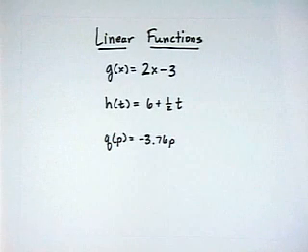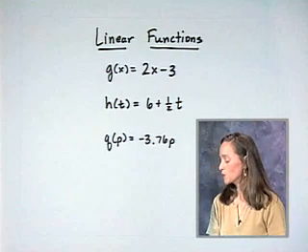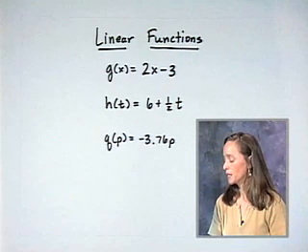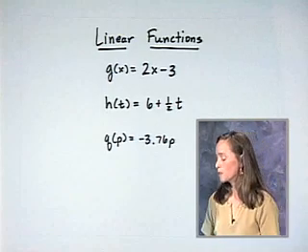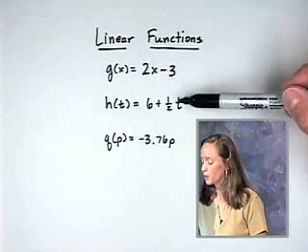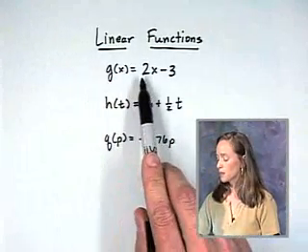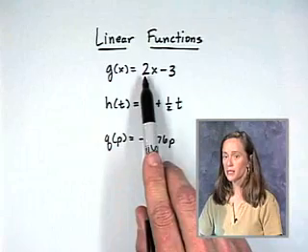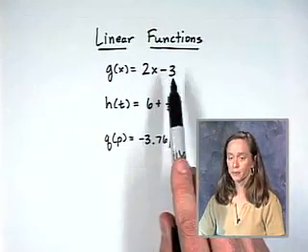g of x equals 2x minus 3. h of t is 6 plus 1/2 t. g of p equals negative 3.76 p. The thing that makes these three linear functions is the power on the independent variable is 1. Notice that in g of x, the number 2 represents a, and negative 3 sits where the b would be.